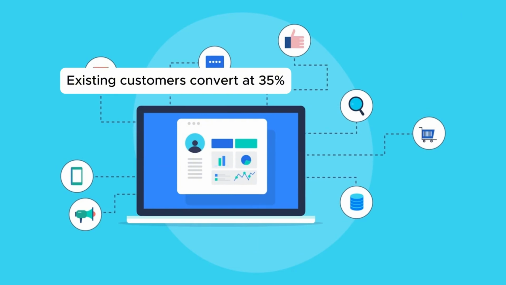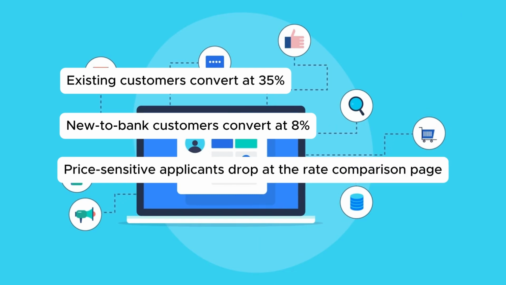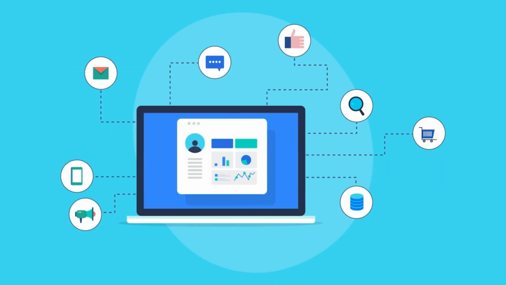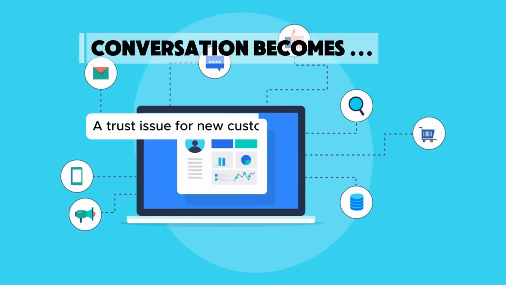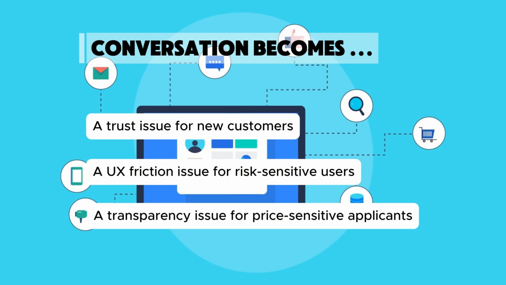Existing customers convert at 35%, new-to-bank customers convert at only 8%. Price-sensitive applicants drop at the rate comparison page. Risk-sensitive applicants drop at the document upload. Instead of conversion is low, it becomes a trust issue for new customers, a UX friction issue for risk-sensitive users, a transparency issue for price-sensitive applicants. With the same data, it shifts in a different direction, and this is the power of segmentation.